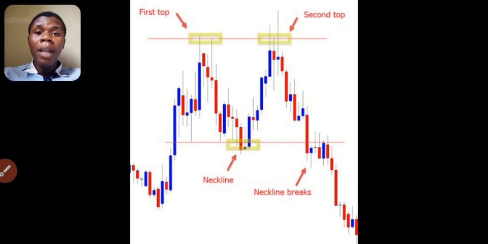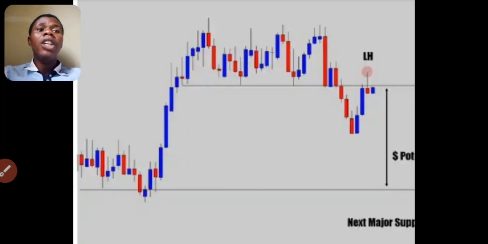Three entries. I'm going to be naming them, and in the video just stick with me to the end. Okay, so let's move to the next one. This is the first chart pattern. The next one is triple top.